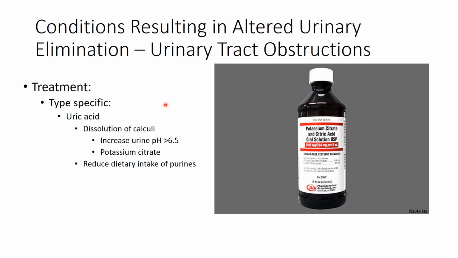Now for uric acid. Here we really want to dissolve the calculi. Okay. And so we might increase urine pH, and we need urine pH to definitely be above 5.5, closer to 6.5, in its normal range is where we're really going to want it. And so we can see that potassium citrate also helps dissolve these crystals that are forming. And so you might actually need to modify your diet a little bit to reduce your intake of purines.